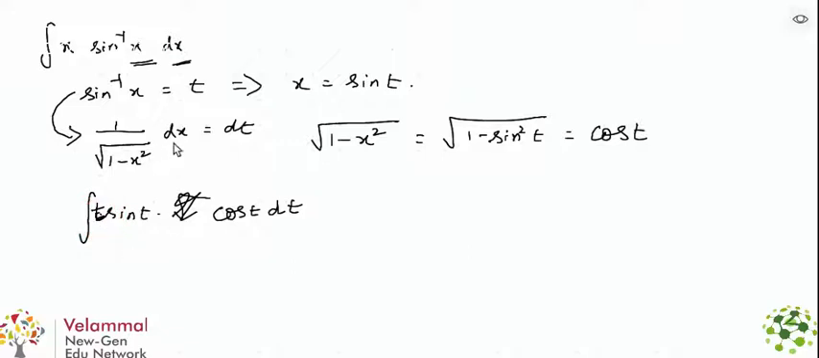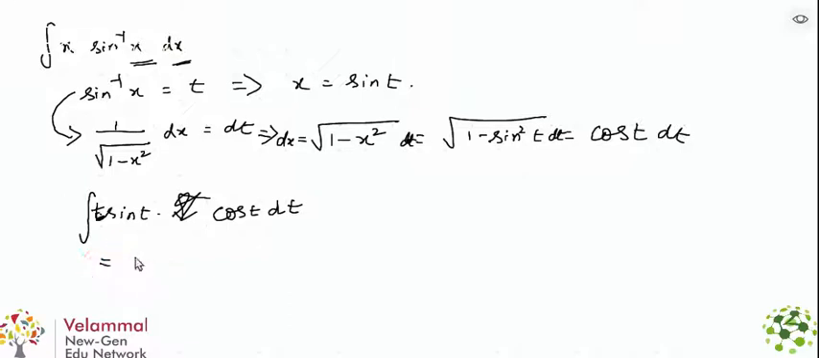So I cannot write dx as root of 1 minus x square into dt. What I am trying to do is substitute in terms of t and get the value. So you know x square is sine square t because x is sine t, and you know 1 minus sine square t is cos square t, and if you take the root it becomes cos t.